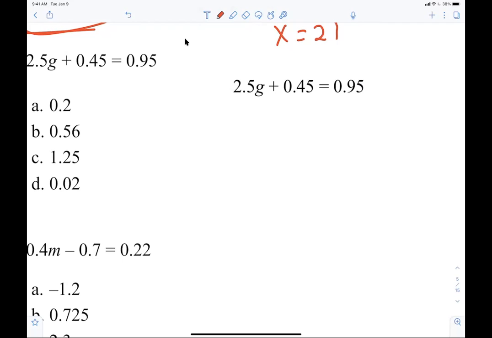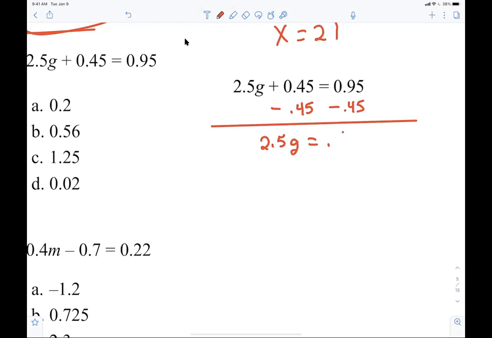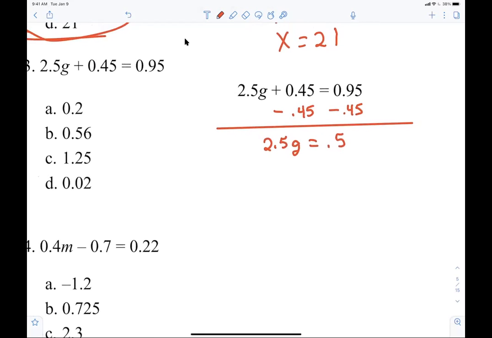Minus 0.45. Minus 0.45. And that just came out to be, in the next line, would it be 2.5g equals 0.5? Yes, equals 0.5. Now what? You divide by 2.5. Good job. And g equals 1.25. Let me see if you're correct.